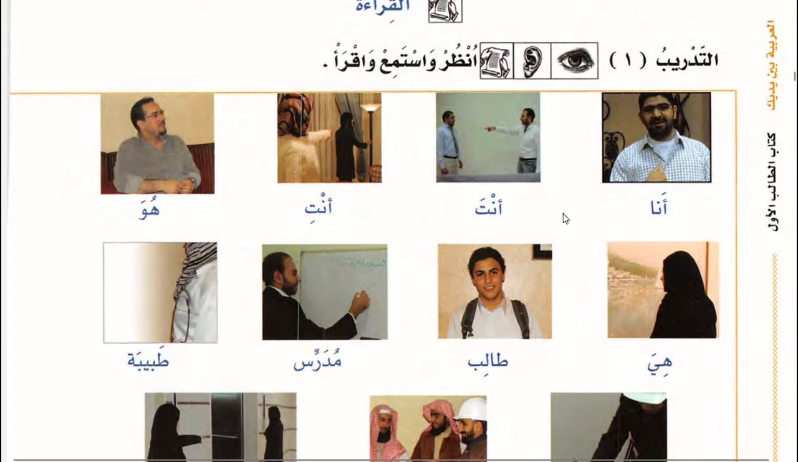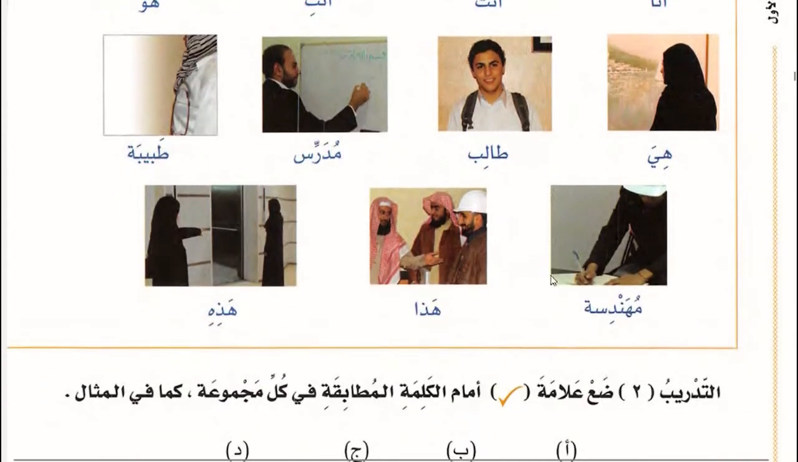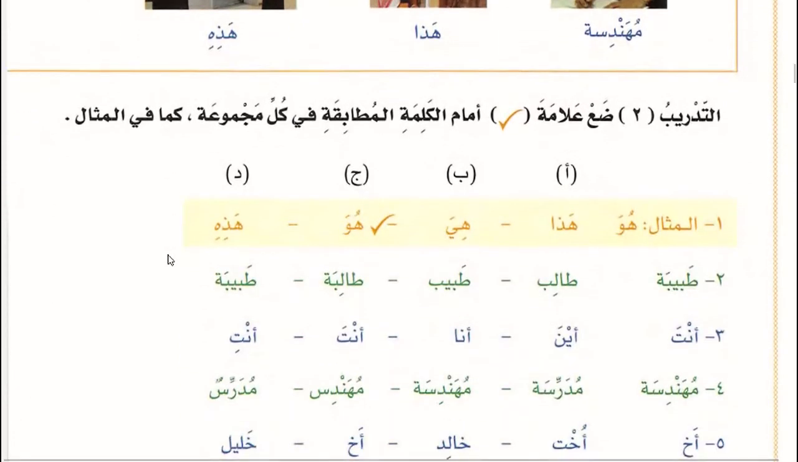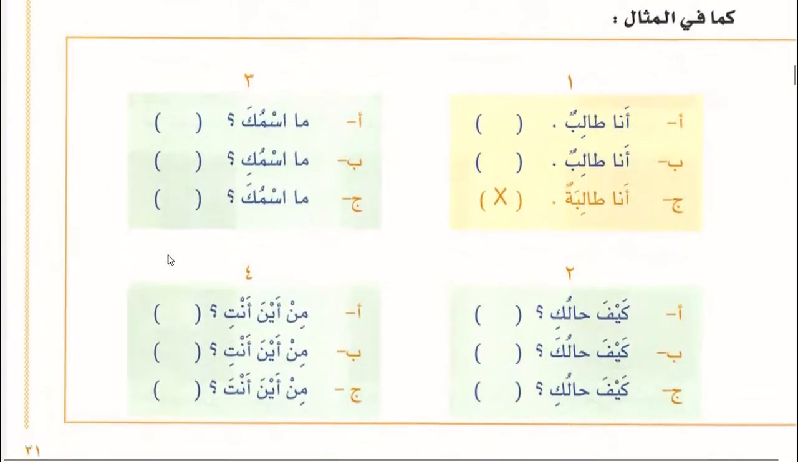Ana, I. Anta, you, for male. Anti, you, female. Huwa, he or she. Talib, male student. Mudarris, teacher. Tabiba, doctor, of course female, which has ta marbuta. Muhandisa means engineer. Haza means this. Hazi means this. This question is a useless question, no need for this one as well.